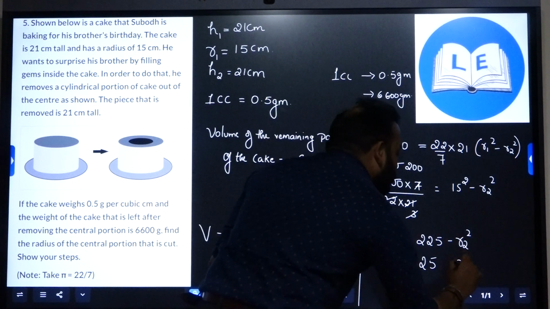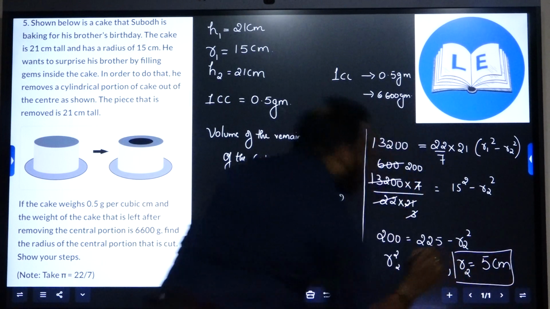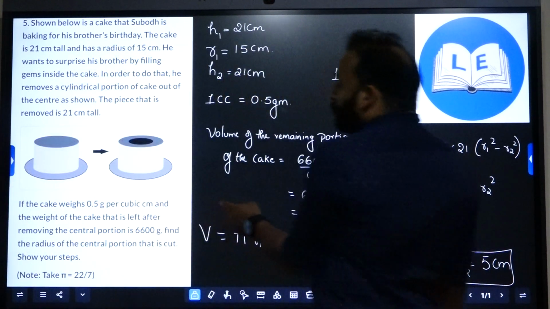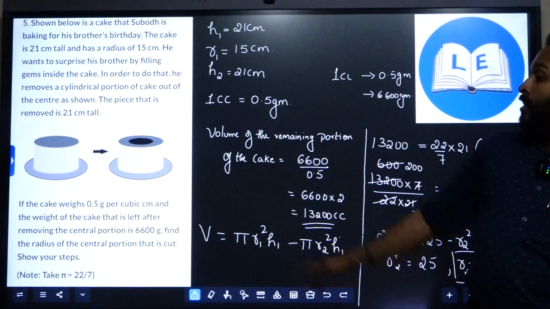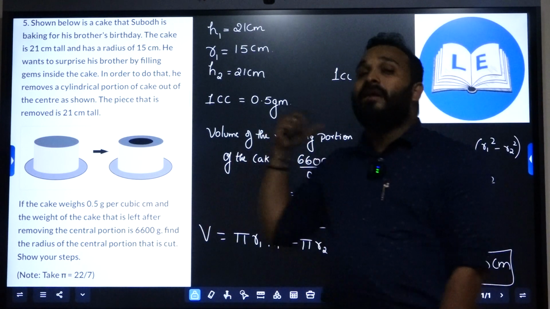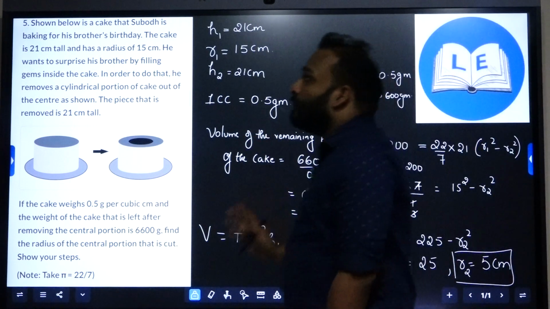So what is R2, children? You discard the negative because we only take positive here. So your R2 is 5 centimeters. So you got the radius. They have asked us to find out the radius of the central portion of the cake that is cut. So radius of the central portion of the cylinder that is cut is 5 centimeters. This is how you solve these type of questions.